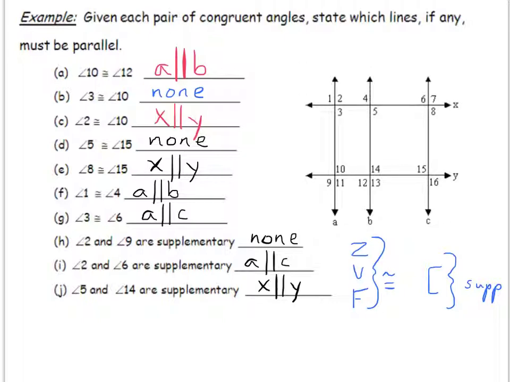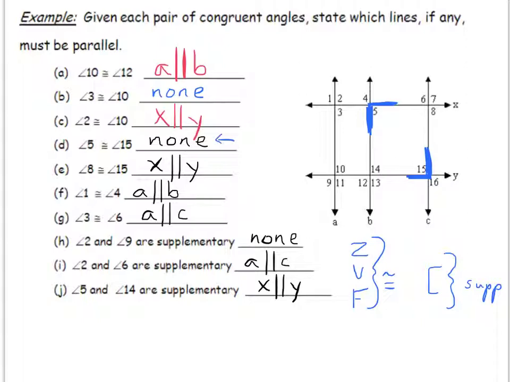Alright, so we're taking a look at D now, and it says angles 5 and 15. If I look at angle 5 and angle 15, you first might say, oh, those make the V's. The problem with this is they don't share a transversal. 5 is made up of lines X and B, and 15 is made up of lines Y and C. So they don't share a transversal, and when you don't share a transversal, you can't have a specific set of angles. Therefore, that is why we have none for our answer for D.